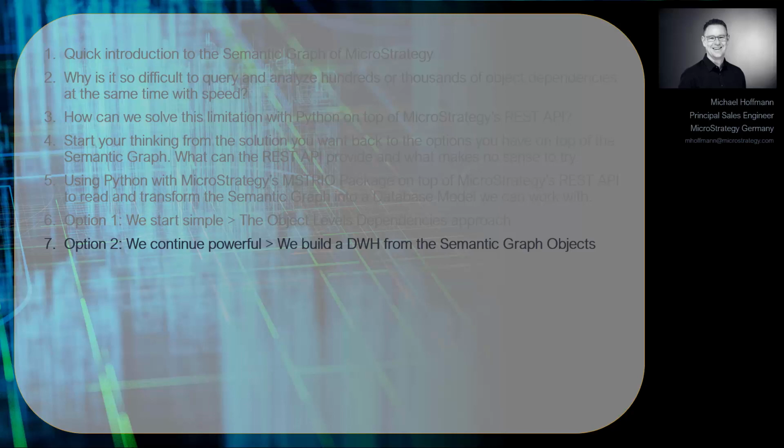And in this approach, I try to transform this data into a real entity relationship model, like a data warehouse model, where we have lookup tables for all the different objects of MicroStrategy, a lookup table for metrics, for facts, for tables, for dossiers, and so on and so on, and the corresponding many-to-many tables that relate all the objects to each other. In other words, this is then a very flexible object model in a data warehouse that we can use in order to analyze the semantic objects in the semantic graph.